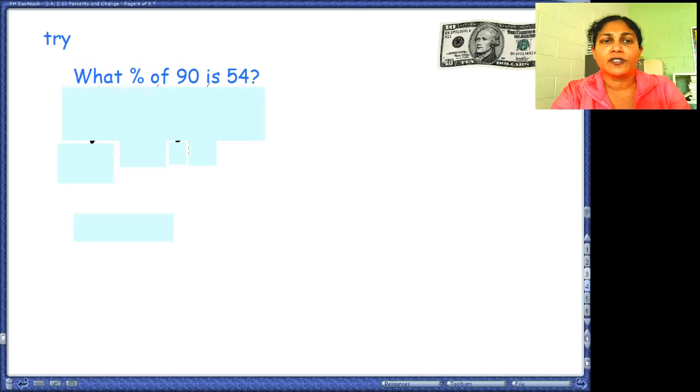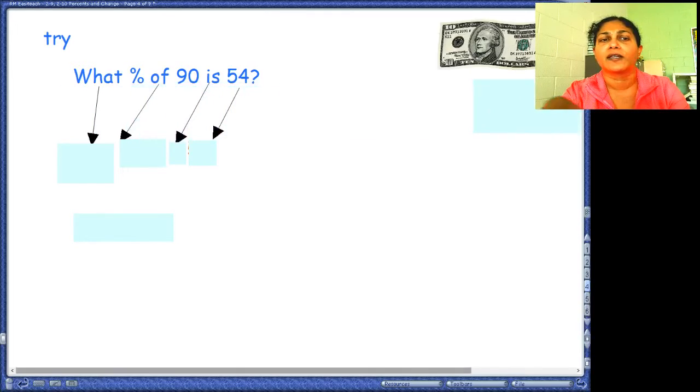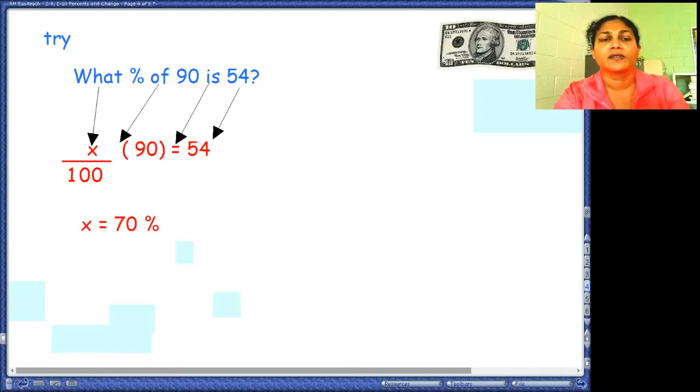So why don't you try this on your own? What percent of 90 is 54? You may want to pause the video and see if you can get the right answer. What percent is your x over 100? Of 90 means times 90. Is equals 54. Solve the equation, and the answer is 70%.